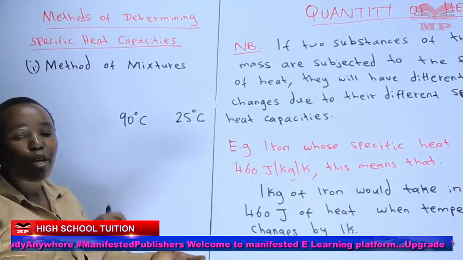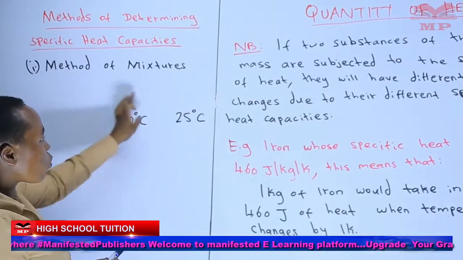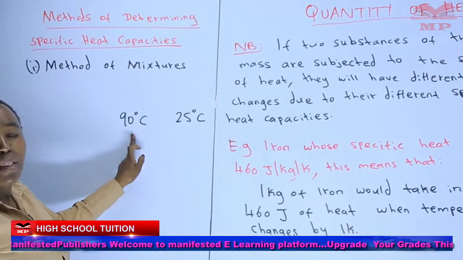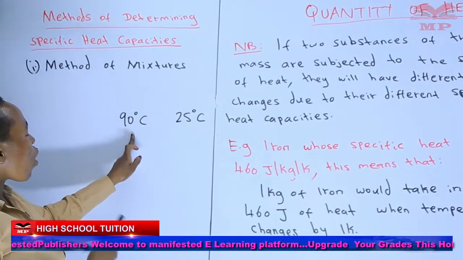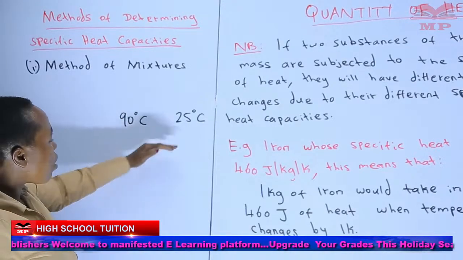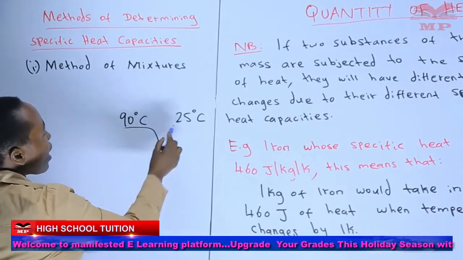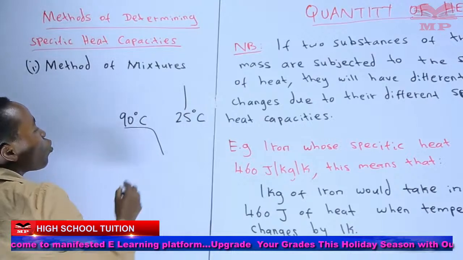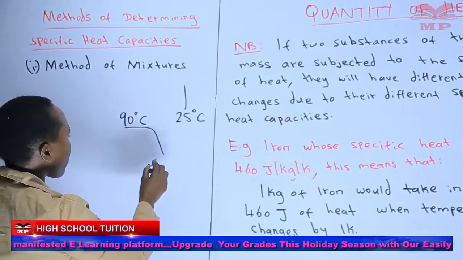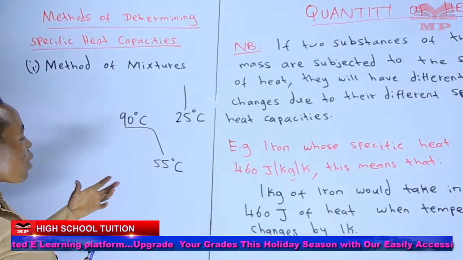So what will happen as you mix? The hot tea will be losing heat to the cold one, and the cold one will be absorbing heat from the hot one. So at long last, when you mix the two, this temperature will lower, and this one will increase to a certain steady temperature. Let's say a temperature of like 55 degrees Celsius. So that is what we are talking about.